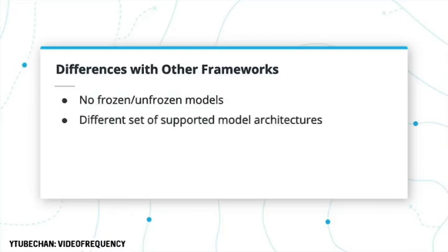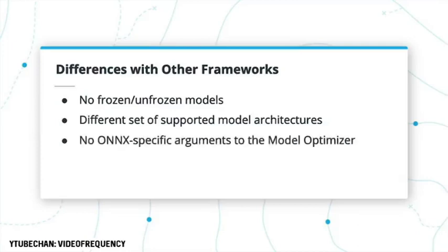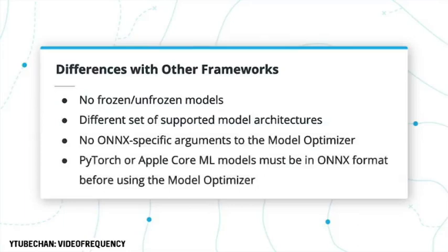Again, there's a certain set of supported model architectures. As we mentioned, there's no specific arguments to the model optimizer. Although if you're working with PyTorch or Apple Core ML models, they need to be converted to the ONNX format first. This is done outside of the OpenVINO toolkit.